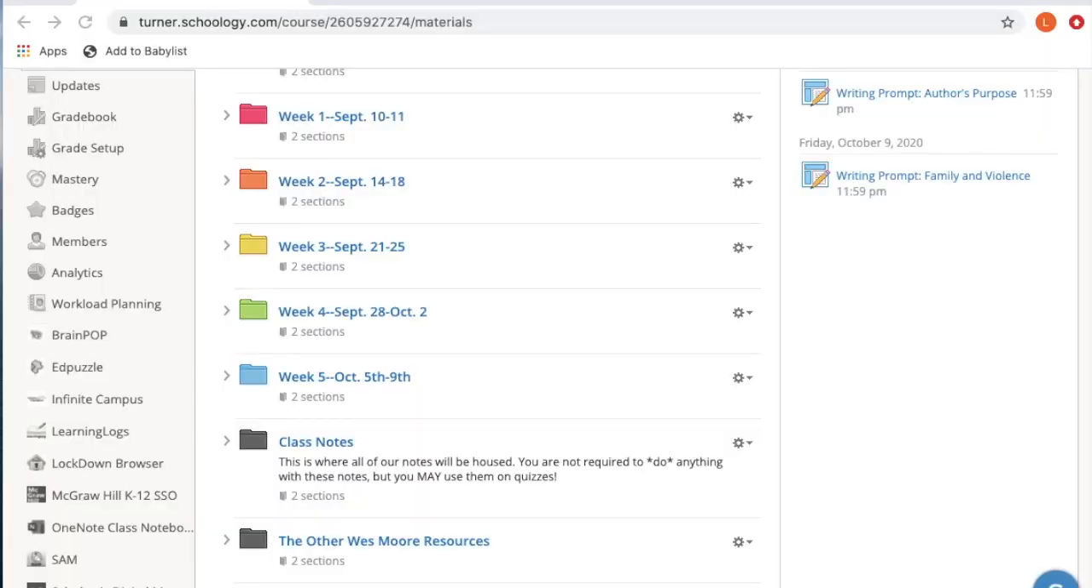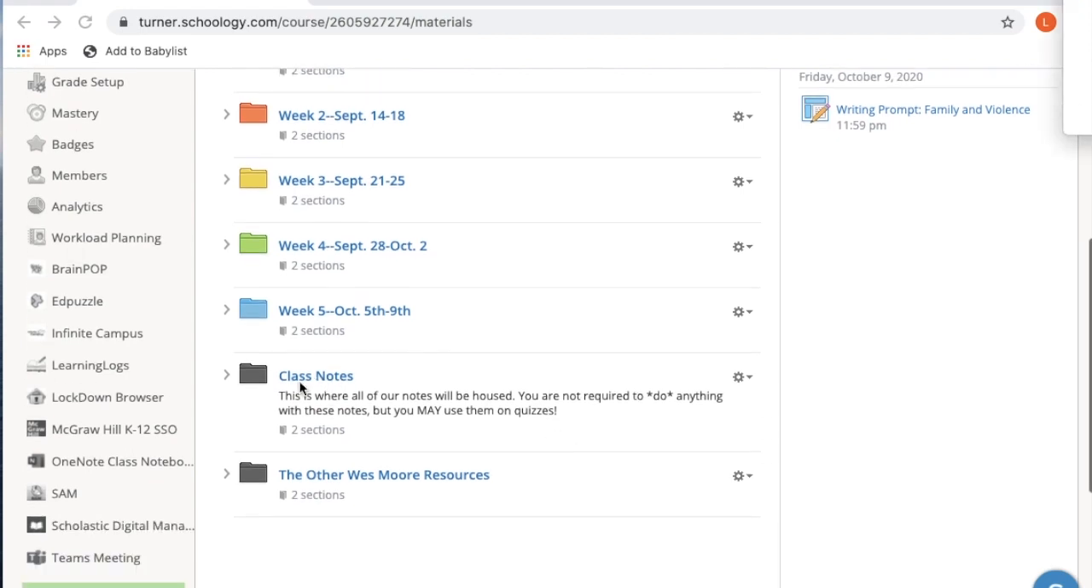In your Schoology course, you'll see your weekly assignments and all that jazz as usual. Toward the bottom, this used to say notebook resources. I've changed it to just class notes. This used to be for any of you who wanted to do this on paper, and you can definitely still print these out and put them in an interactive notebook if you'd like. That's totally fine. But for those of you who would like to do everything online, everything is going to be housed here. So again, we are not using OneNote anymore. No. We are accessing the class notes via here.